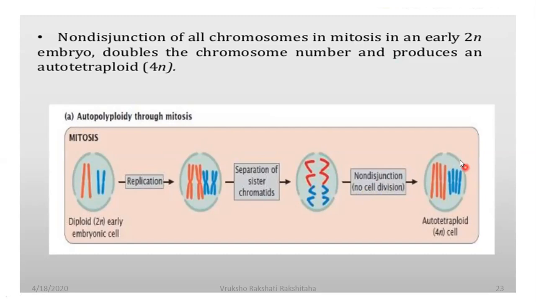So, in the same protoplasm itself, in the same cell, all these chromosomes come and lie together. So what happens now is this daughter cell has got 8 chromosomes, and this becomes an autotetraploid. You can just compare this daughter cell with the mother cell. Here it has 4 chromosomes. The daughter cell has got 8 chromosomes. So non-disjunction of all the chromosomes in mitosis in an early embryo doubles the chromosome number and produces the phenomenon of autotetraploidy.